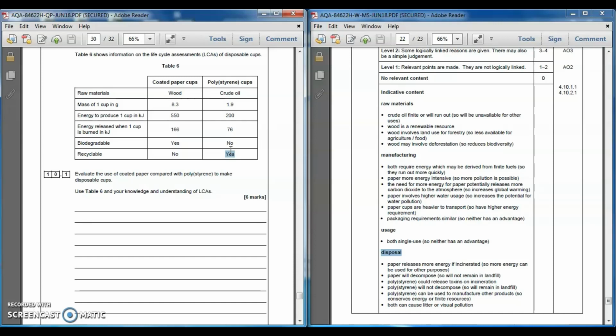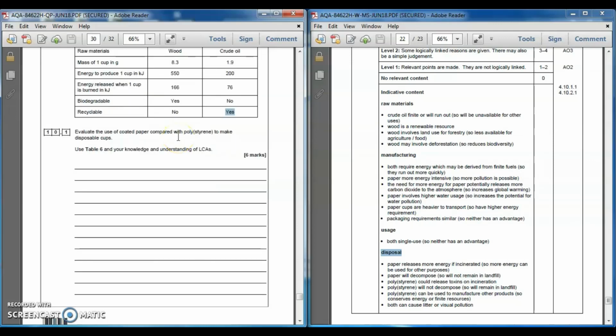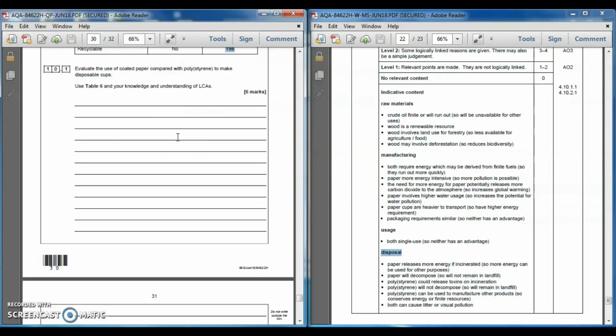Which is now where we come to an evaluation. You make a judgment based on the advantages and disadvantages that you've just given. So overall, I think the best cup might be the polystyrene cup because it's got less mass for transport, takes less energy, and can be recycled at the end of its use. Or maybe you said the wood is better because it's renewable, it can be burnt instead of being thrown away, so it can be used to generate energy afterwards as a biofuel. As long as you're linking your judgment to what you've talked about, you're doing good.